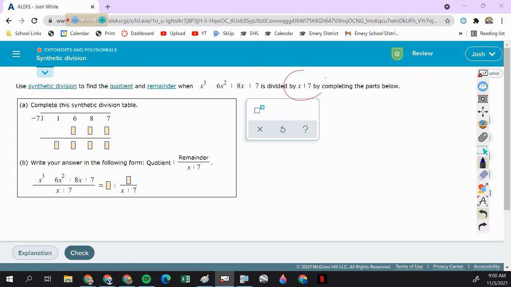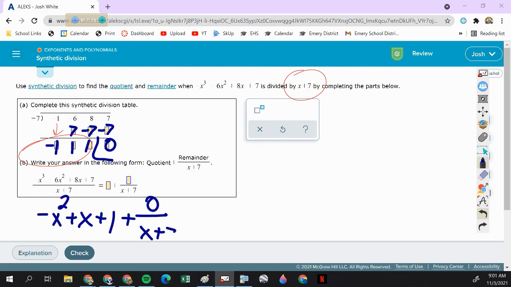Okay. The bottom is x plus 7, which means we put negative 7 in the corner. So we drop the negative 1. Negative 7 times negative 1 is 7. Negative 6 plus 7 is 1. Negative 7 times 1 is negative 7. Then 8 minus 7 is 1. Negative 7 times 1 is negative 7. And that gives me a remainder of 0. So this turns into negative x squared plus x plus 1. And then my remainder is 0 over x plus 7.